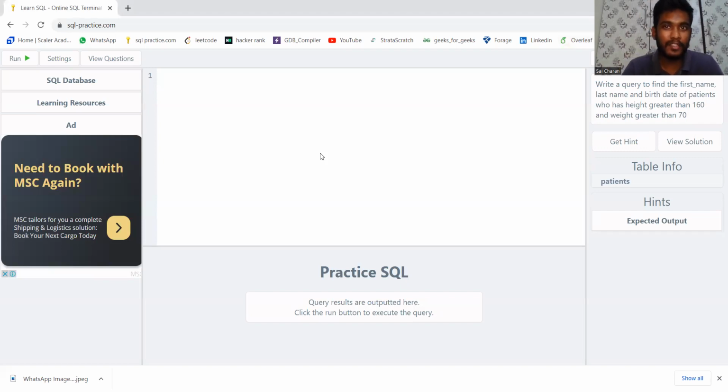Today we will be discussing two different problems, okay? So let's start with the first one. Write a query to find the first name, last name and birth date of patients who have height greater than 160 and weight greater than 70, okay?